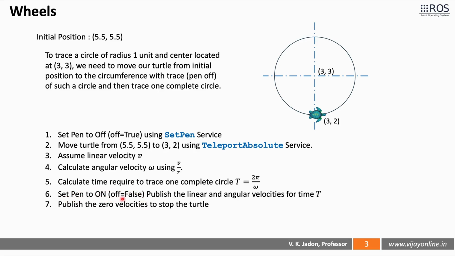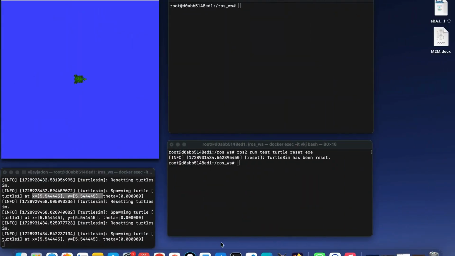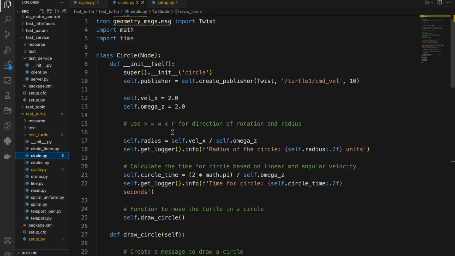Before publishing to that particular topic, we have to set pen on so that it starts tracing. Finally, when we have to stop, we will keep an eye on how much time has elapsed. Once the elapsed time is equal to t, we will publish zero velocities to stop the turtle. Then we can set the pen off again and go for the other kind of work. So the complete code is here.